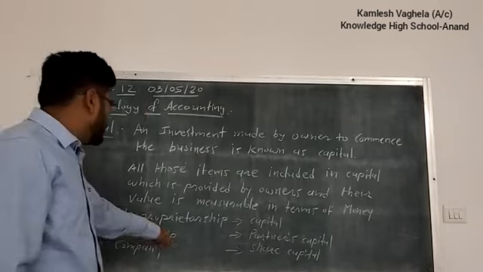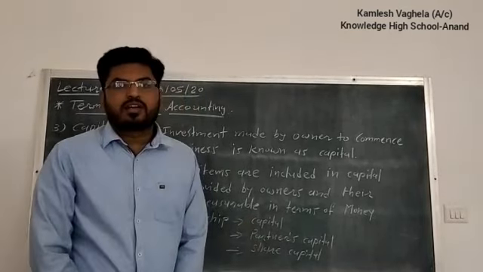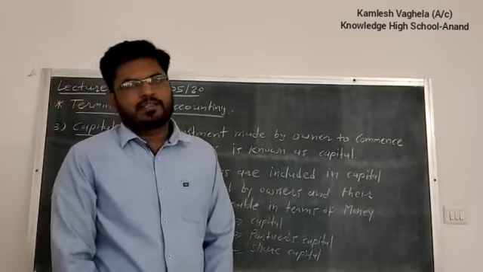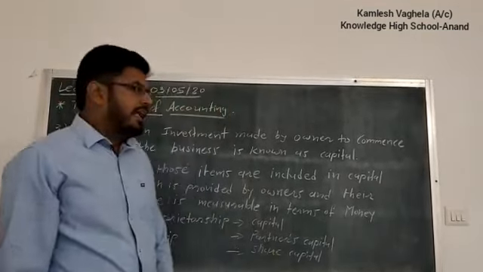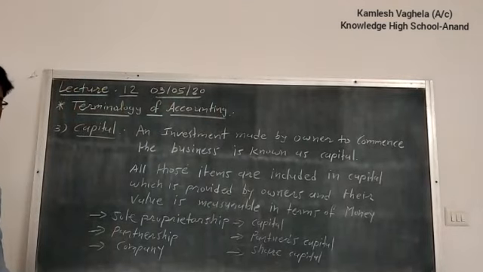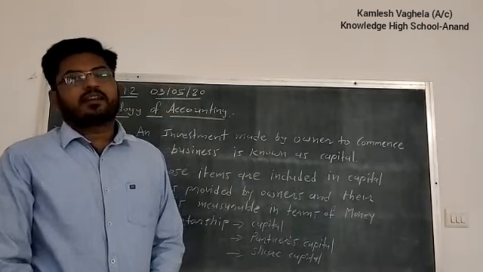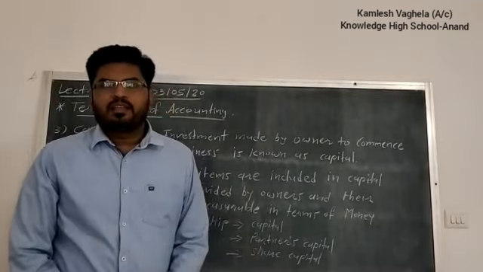इन सोल प्रोप्राइटरशिप ओनर्स गिव कैपिटल, सो इट इज नोन एज अ कैपिटल. In partnership firm partners give capital. So in partnership firm capital is known as what? Partners capital. And in company capital is known as what? Share capital, because shareholders of the company give the capital to the business.